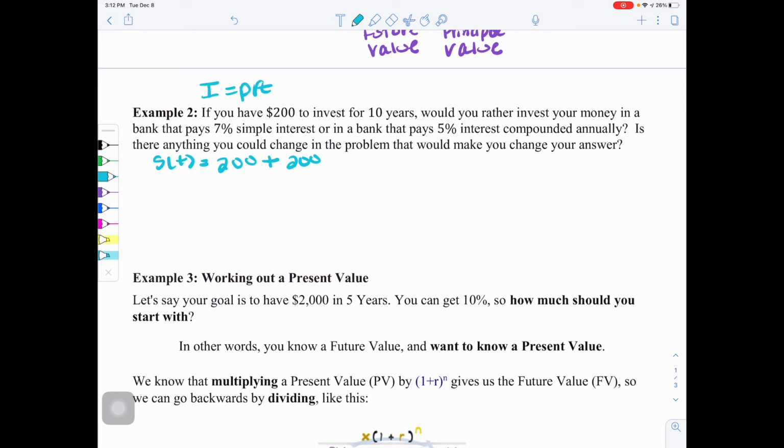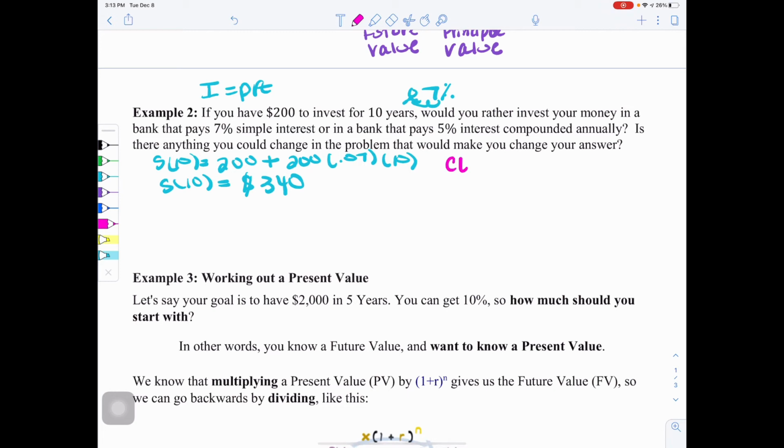So 200 for the principal, 0.07 for the rate, because remember it was 7%, and I need to move that 2 places to the left to make a decimal. So that's going to be 0.07, and then I'm doing that for 10 years. If I find out the value of 10, which I'm going to go back and erase that t, because we are finding 10, I find out that S of 10 is $340 using my calculator.